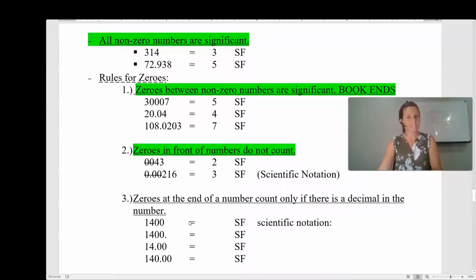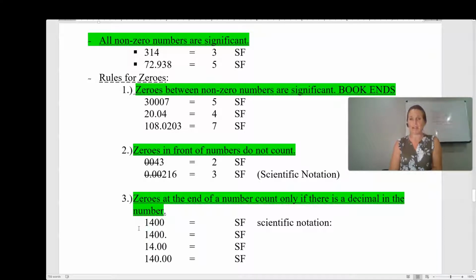Our last but not least rule about zeros is that zeros at the end of a number count only if there is a decimal in the number. So zeros at the end only matter if there is a decimal. This has to do with exactly how we would round them. So a number like 1,400, no decimal place, has only two significant figures. The 1 and the 4 are significant, but the zeros at the end, because there is no decimal place, are not considered to be significant. Only 2 for 1,400, no decimal place.